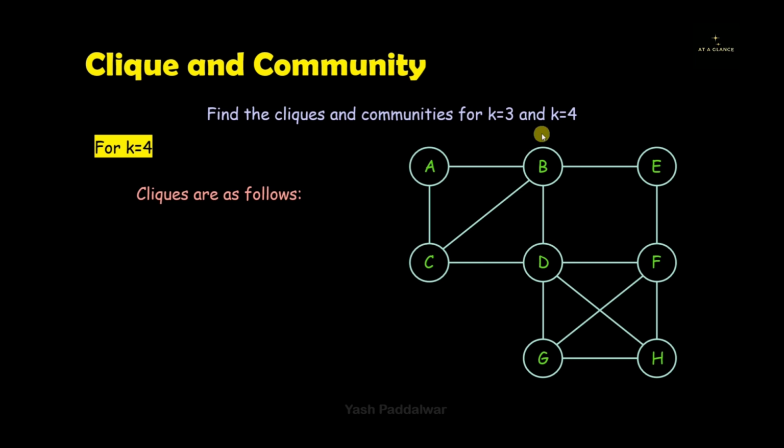In the first section, which is of the nodes A, B, C and D, you do not have the clique for k equals to 4 because there is no connection between A and D. But for a clique, there should be connection between all the nodes that are present in the subset. Similarly, in the next section, which is of the nodes B, E, D and F, there is no connection between B and F and D and E. So there is no clique in this particular situation.